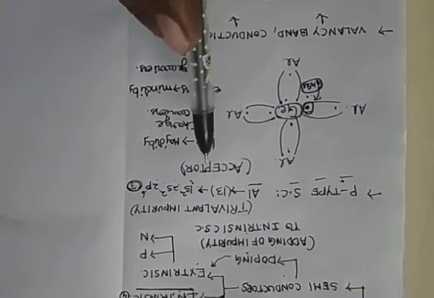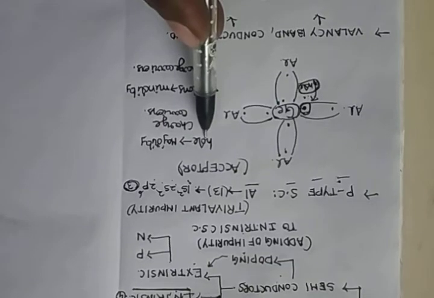Okay, there are two types of impurities. One is donor and the second one is acceptor. So this is the acceptor impurity. That means it is accepting an electron to form a covalent bond, so that's why this impurity is said to be an acceptor impurity. To remember, p-type is positive: holes are positive charge carriers.